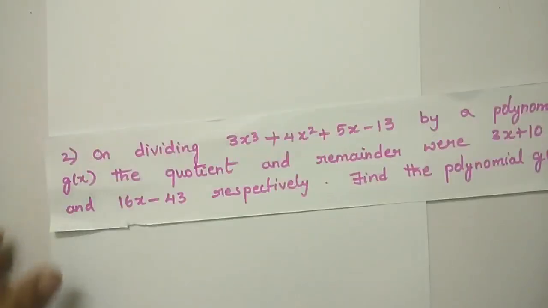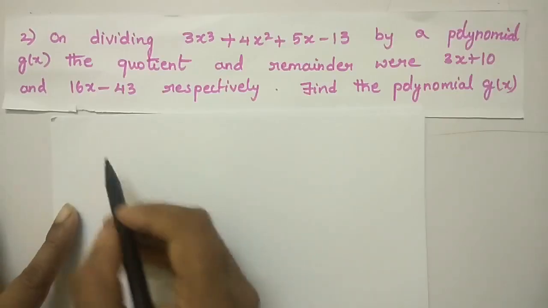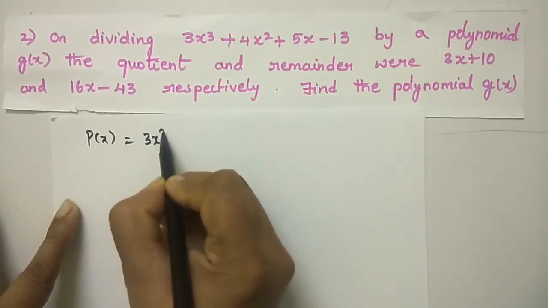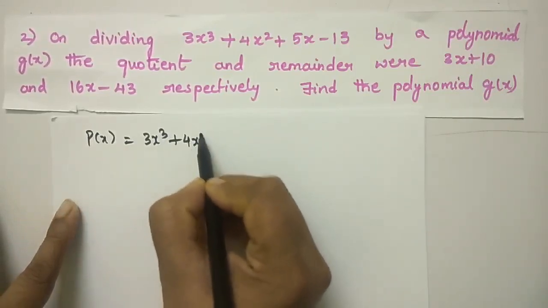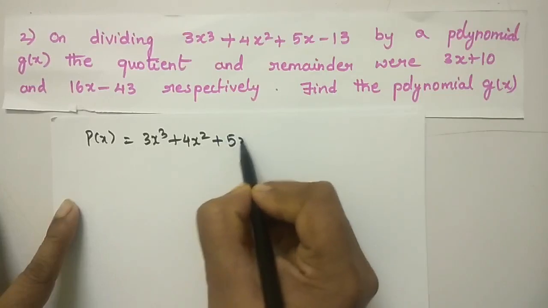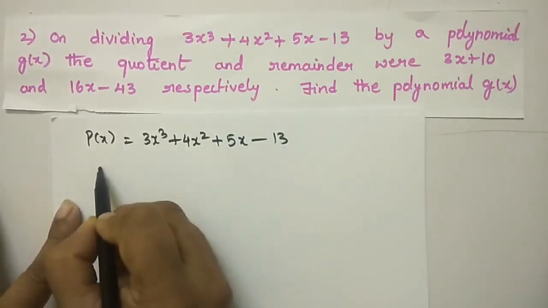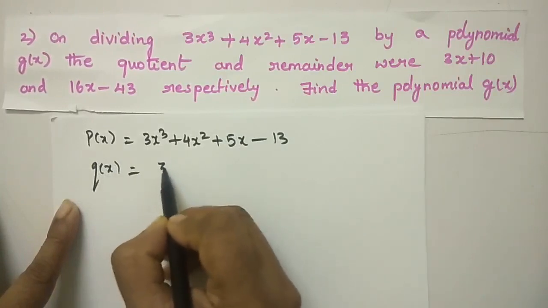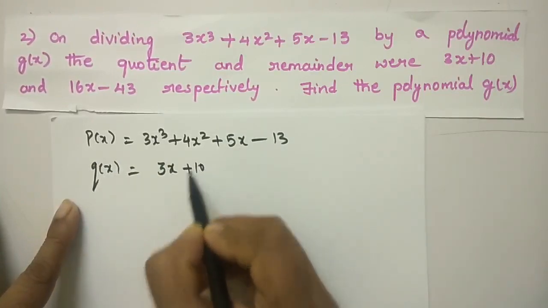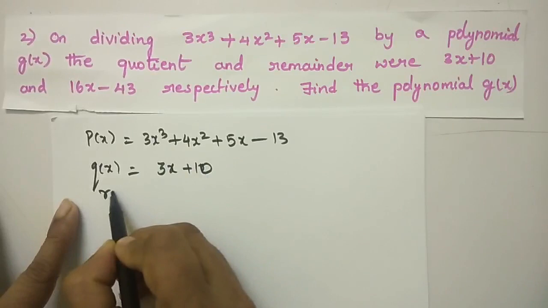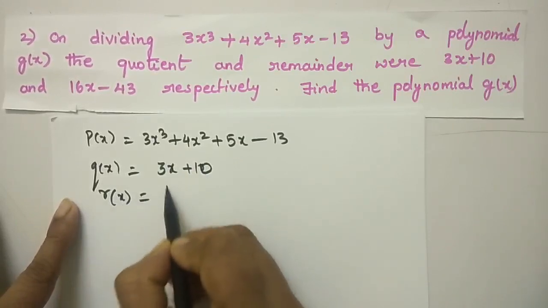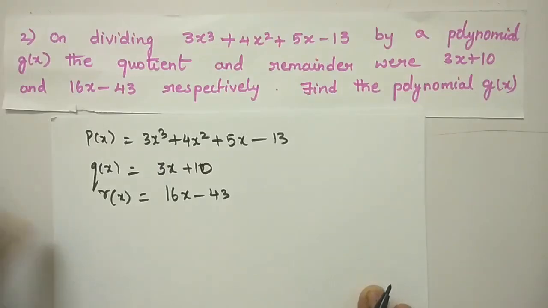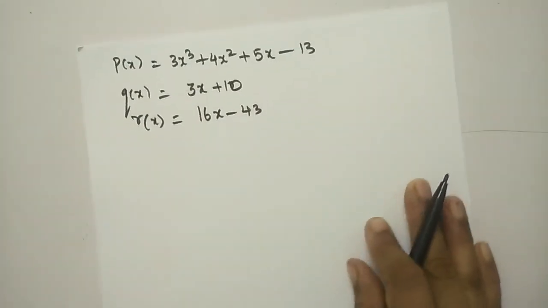In the question they have given p of x is equal to 3x cube plus 4x square plus 5x minus 13. q of x is equal to 3x plus 10. Okay. r of x is equal to 16x minus 43. Okay. Now by division algorithm.